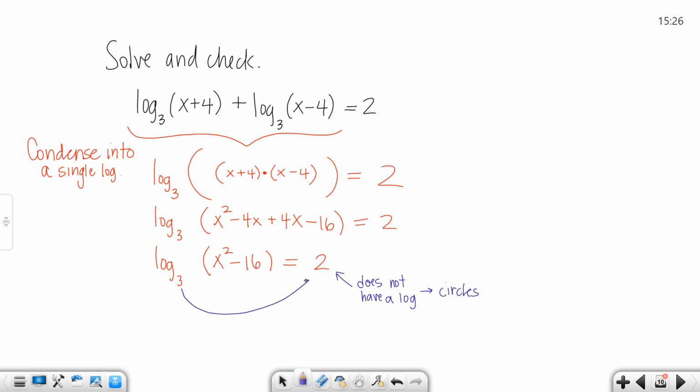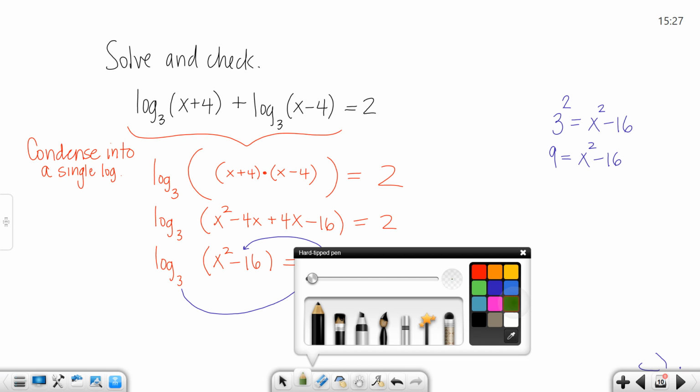So you'll say 3 to the 2 power equals this expression. Okay, well 3 to the 2 power is 9. 9 equals x squared minus 16. Okay, so we have to solve this equation.